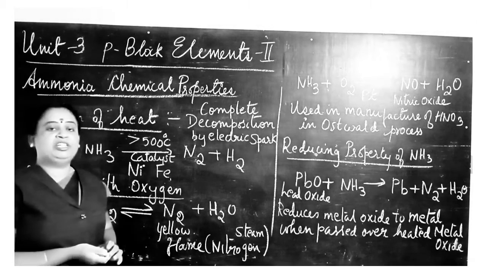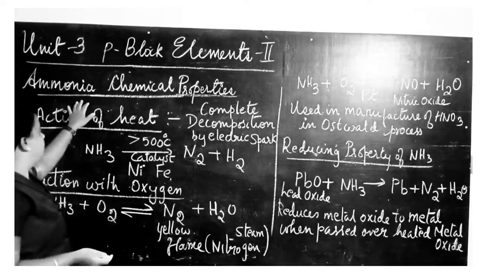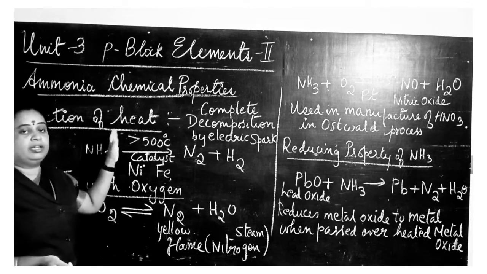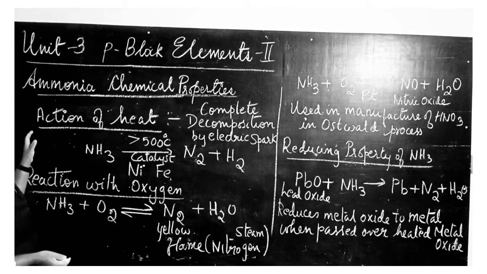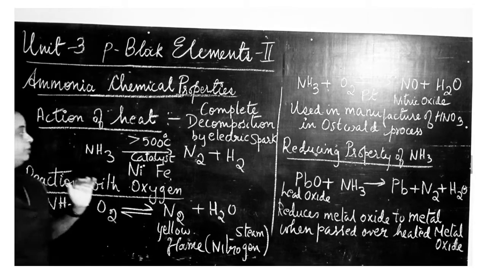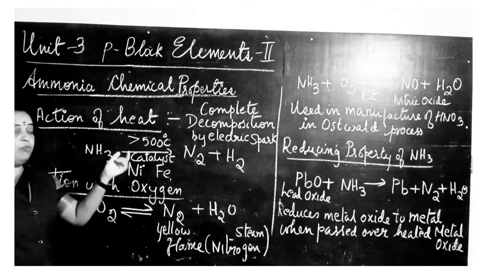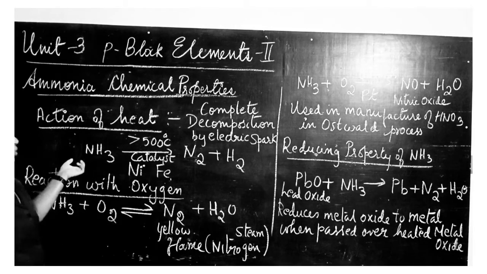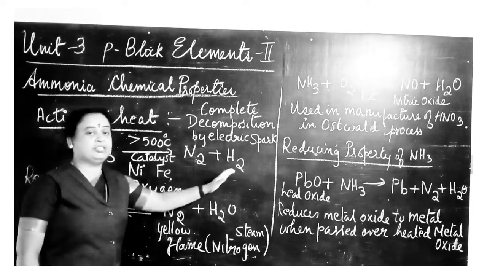Hello students. Now in this video let us study the chemical properties of ammonia. So the first property is the action of heat on ammonia. When ammonia is heated, it undergoes decomposition. Above a temperature of 500 degrees Celsius, if ammonia is heated, it gets decomposed into N2 and H2, that is, dinitrogen and hydrogen gas.